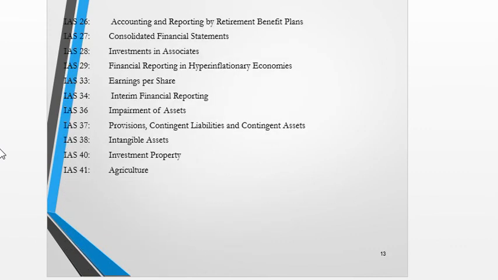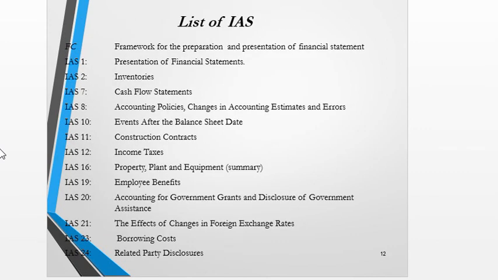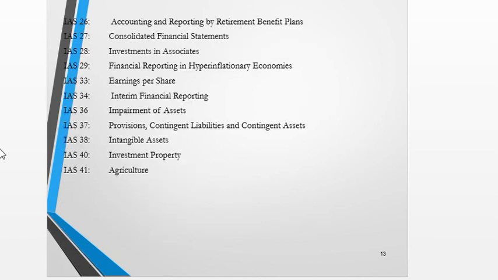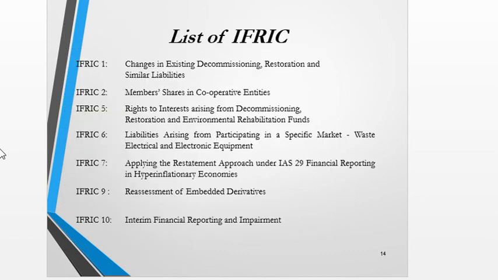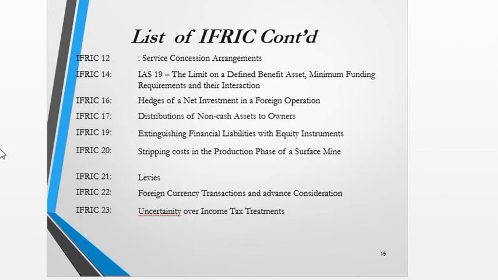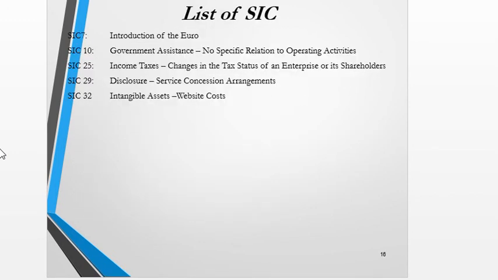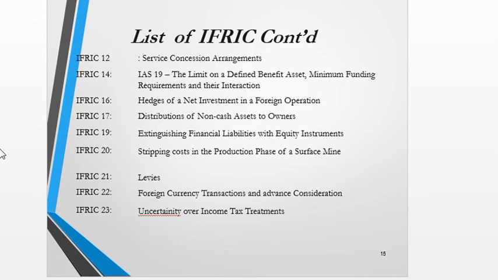And this is the list of IFRS standards. For IAS, we have IAS 1 to 41. Some numbers are omitted because they have been superseded by IFRS. If you see, we don't have IAS 3, 4, 5, 6. They have been superseded with another standard, an IFRS standard. We also have IFRIC, which is an interpretation to IFRS. We have SIC, which is an interpretation to IAS.